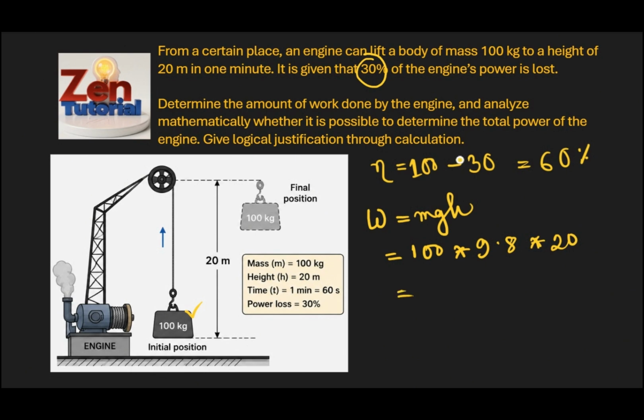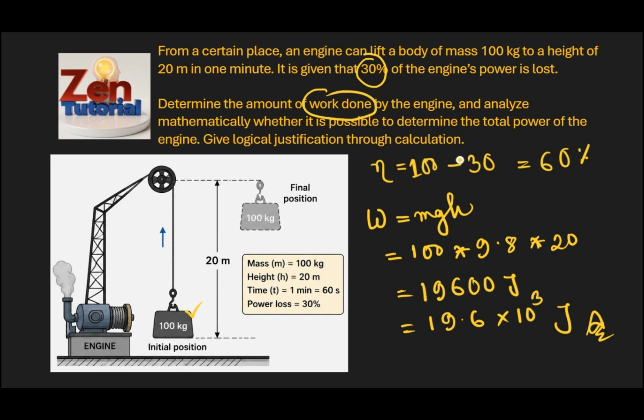So altogether we have got the total work done by the engine, that is 19,600 joules, or this can be written as 19.6 times 10 to the power 3 joules. So this is the answer for the very first part, the total work done by the engine.